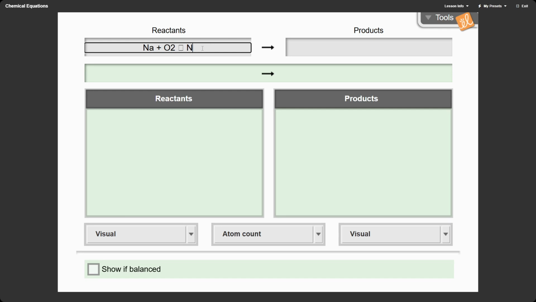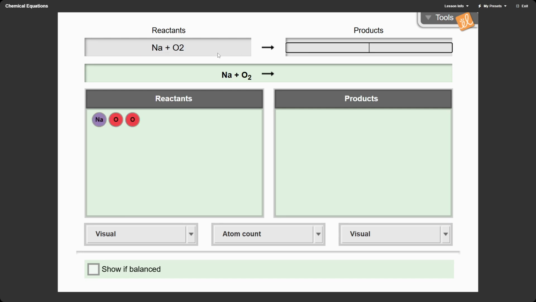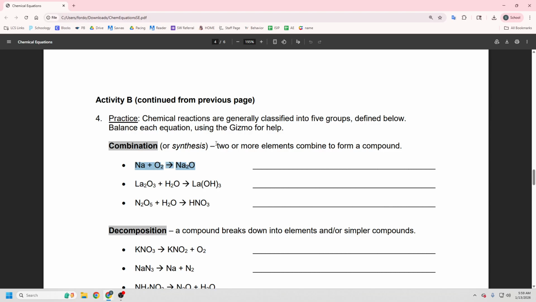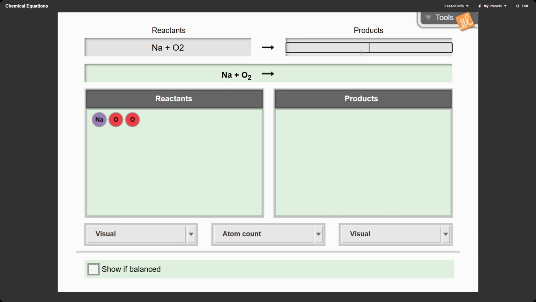You only just want the reactant side. Copy that, and you add that to the product side. And then these are what you're balancing. Again, if it's not balanced, it'll have a red X.